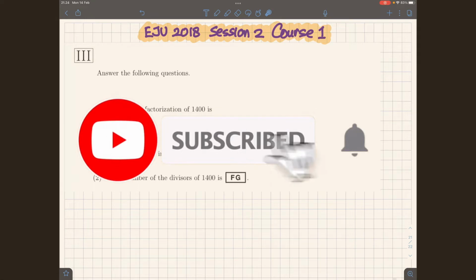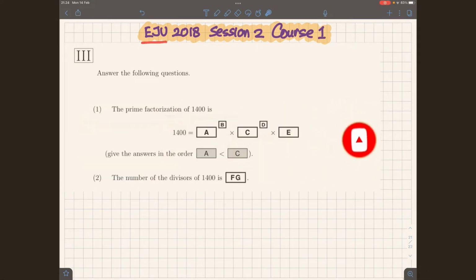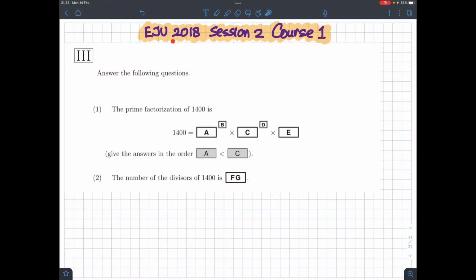Hi everyone, in this video I still want to solve the set problem from the EJU examination for Japanese University 2018, and this comes from Course 1. It means this is for basic mathematics. In my previous video you can find Part 1 and Part 2. For your information, Course 1 and Course 2 have the same Part 1 but different Parts 2, 3 and 4. Okay, and this is Part 3. Let's start.